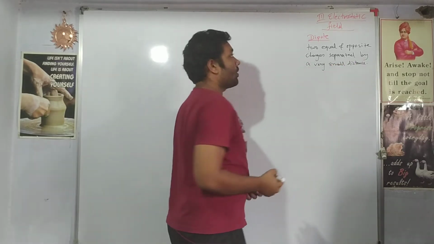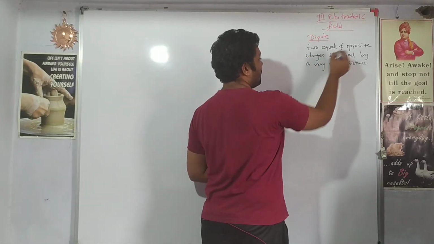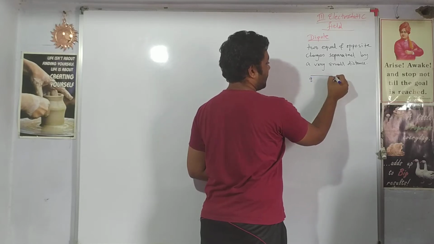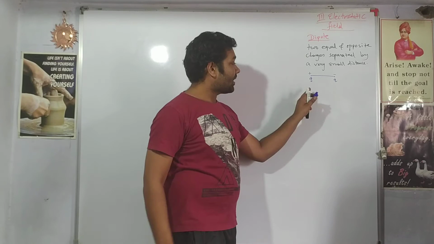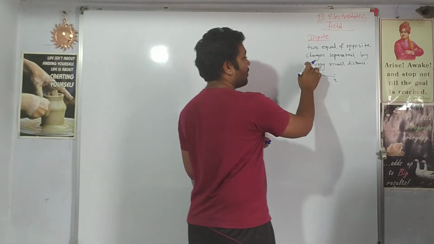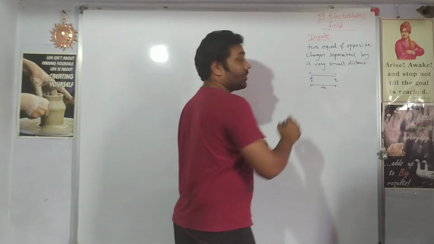Let us try to draw and understand what exactly these words mean. It means two equal and opposite charges. So there are two charges, right? They are equal in magnitude but opposite in nature. One of them is positive and another one is negative. They are separated by a very small distance. The small distance I denote with 2a.